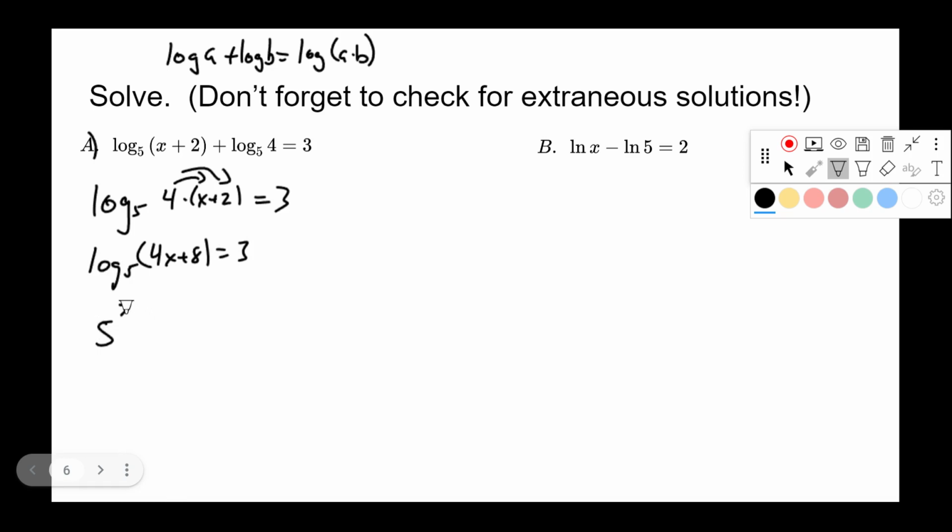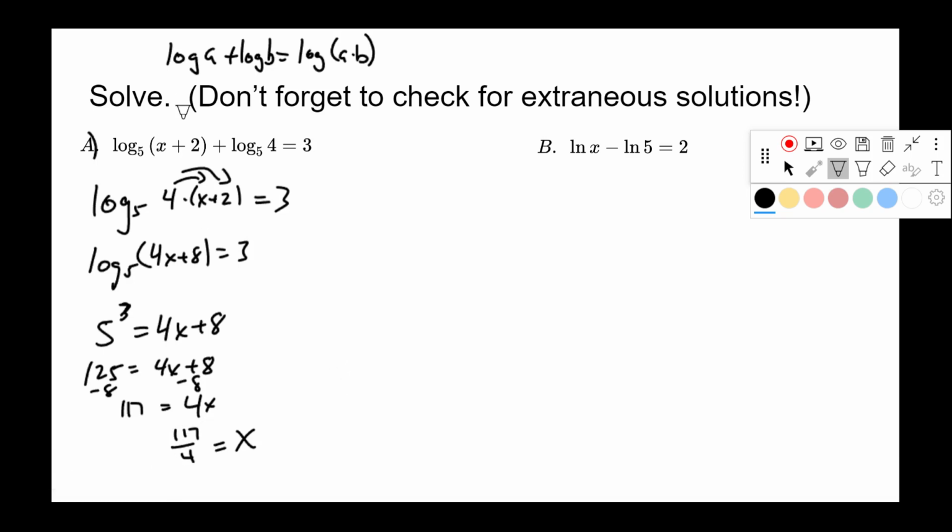5 to the third equals 4x plus 8. So 125 equals 4x plus 8. 4x equals 117, subtract 8, right? And then x is 117 over 4. Okay? Now, don't forget, you got to check.